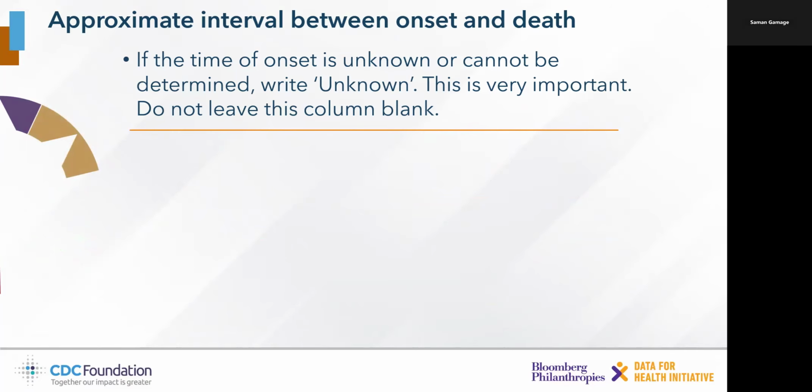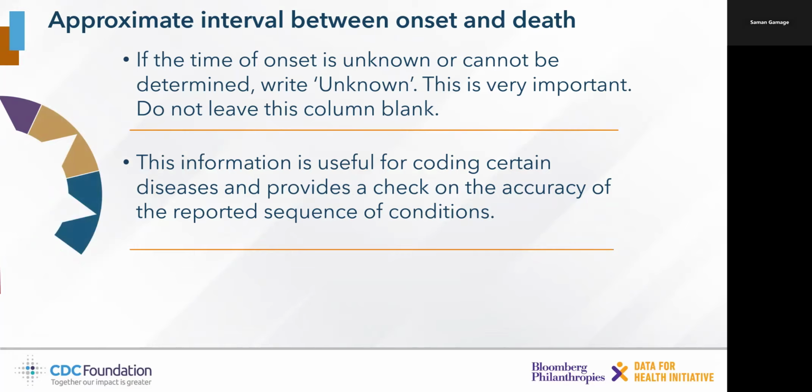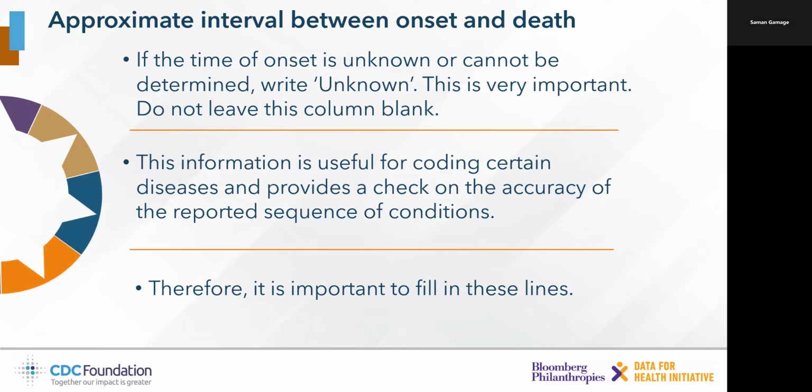If the time of onset is unknown or cannot be determined, write unknown. This is very important. Do not leave this column blank. This information is useful for coding certain diseases and provides a check on the accuracy of the reported sequence of conditions. Therefore, it is extremely important to fill in these lines.